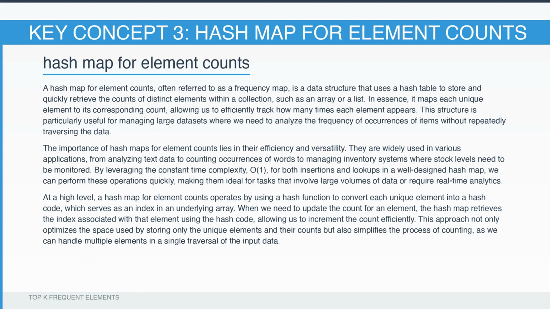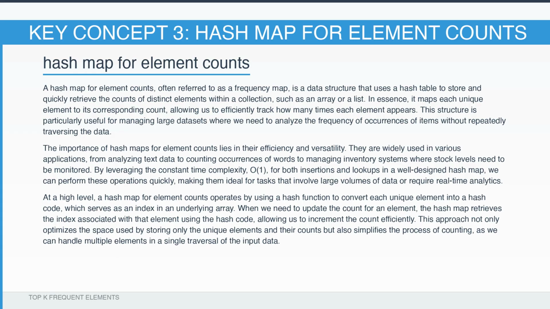It allows us to count how many times each unique item appears in a collection, such as an array or a list. By mapping each distinct element to its count, we can quickly check how many times an item shows up without having to scan through the entire dataset repeatedly. This structure is especially useful when dealing with large amounts of data. For instance, in text analysis, we can count the occurrences of words efficiently.